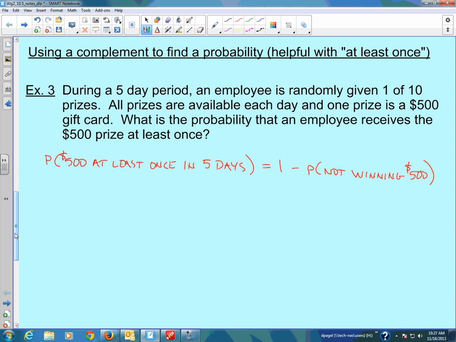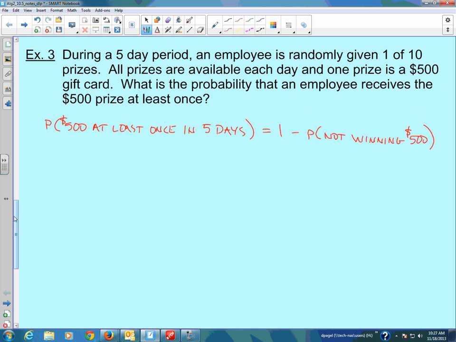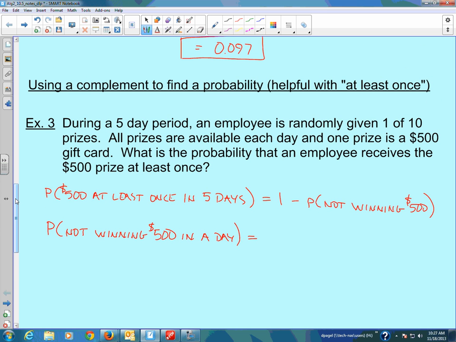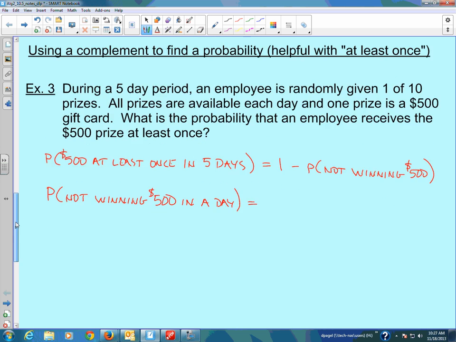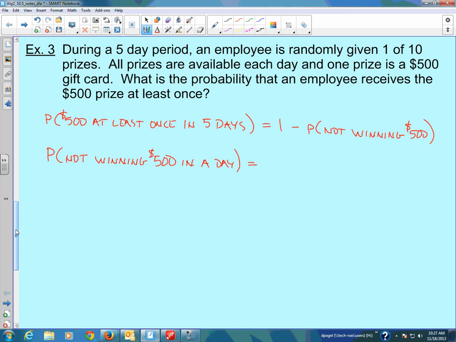All right, let's look at that component. Let's take a look, first of all, at what is the probability of not winning the $500 in a given day. Well, there are 10 prizes, and one of those is a $500 prize. And so that means there are 9 of them that are not the $500. So in any given day, I have a 9 out of 10 chance of not winning the $500 prize. But that's just per day.